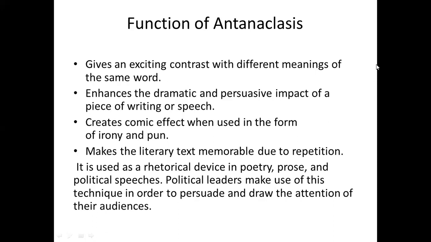It's used as a rhetorical device in poetry, prose, and political speeches. Sometimes political leaders make use of this technique in order to persuade and draw the attention of their audiences. And it can also be used on a daily basis with your friends and family. You say something and you mean an entirely different thing. You would notice this in Egyptian dialogues. Egyptians use this a lot. Al-ifihat, you know, they use this a lot. Al-ifih can actually be more of a pun, but sometimes they say a word and mean an entirely different thing and put them together in the same sentence, okay?